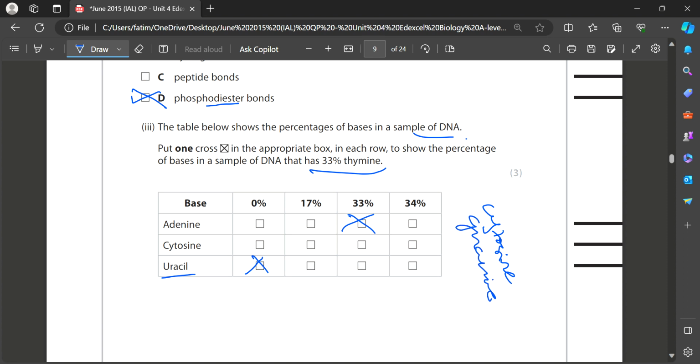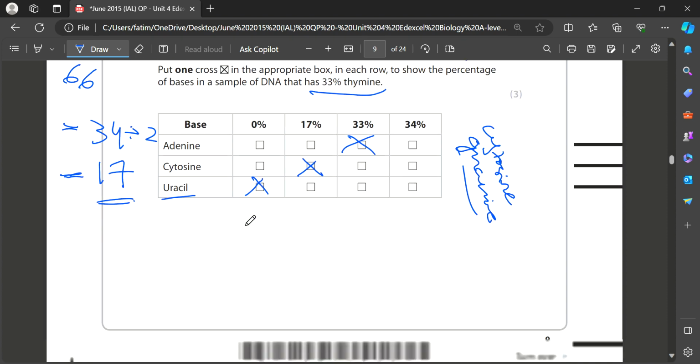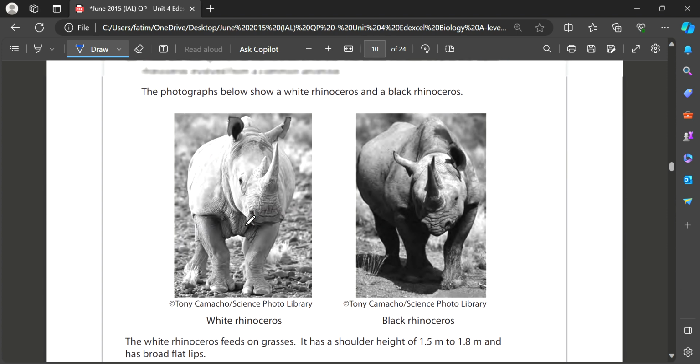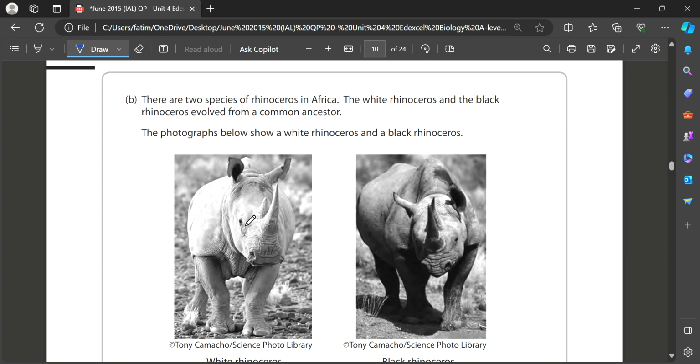So if we put 33% plus 33%, we get 66%. If we minus that from 100, we get 34. And if we divide that by 2, we get 17. And thus the answer over here will be 17. I stupidly wrote 33% because I forgot that there's guanine as well. So we need to know that there are 4 bases and uracil is not present in DNA, so that's the major part over there. Then we're talking about species of rhinoceros.